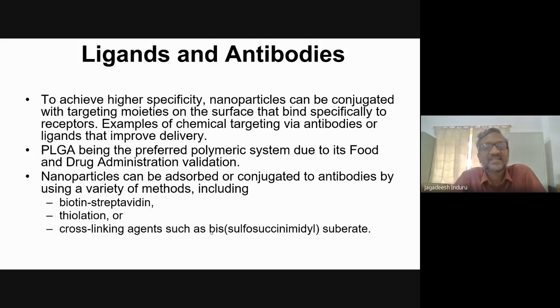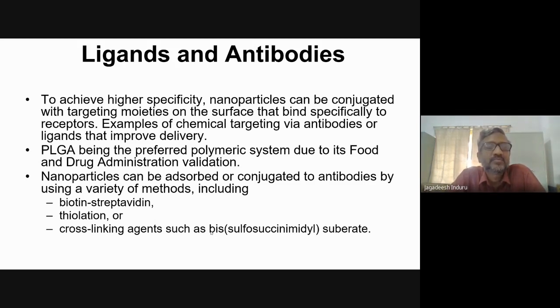Don't get confused, the classifications interact. Till now, what we have seen is physical targeting. This is passive targeting and active targeting, physical targeting and chemical targeting. Now we are entering the specific targeting. We have ligands and antibodies, which come under the chemical targeting of active targeting. This one you need to remember. Examples of chemical targeting are antibodies or ligands that improve the delivery. Most of the time we have carriers like PLGA. We prefer polymeric systems because they are recommended as safe and are used for internal purposes because of their biodegradability and FDA approval.